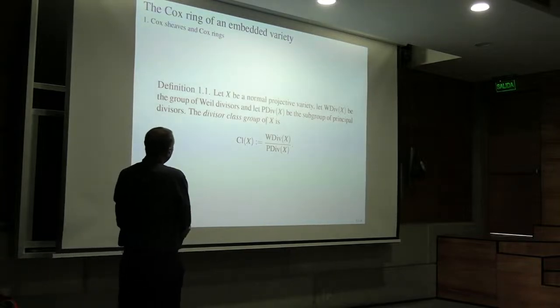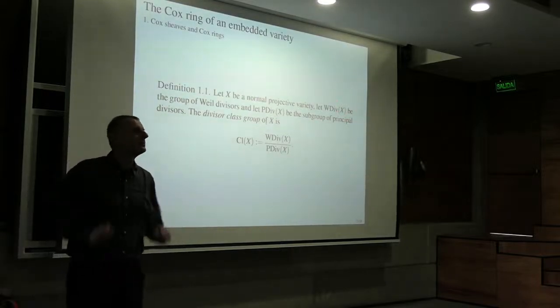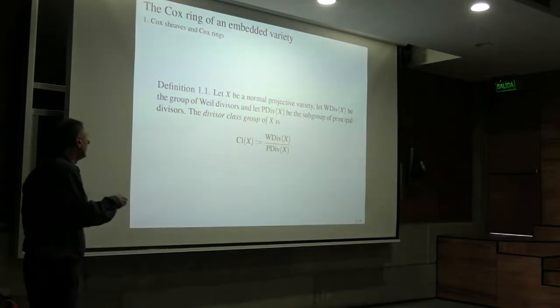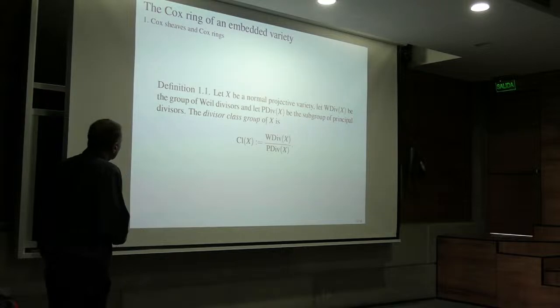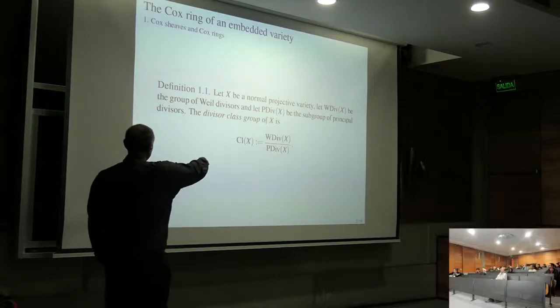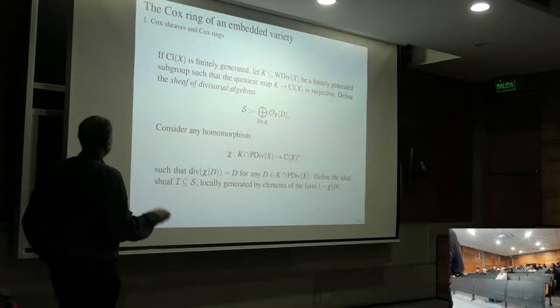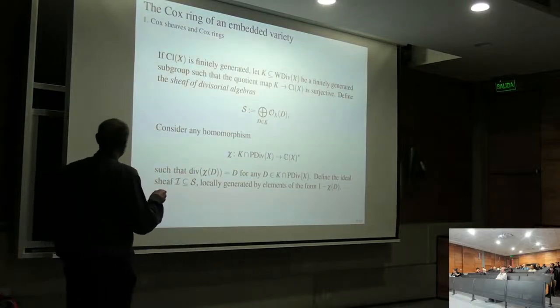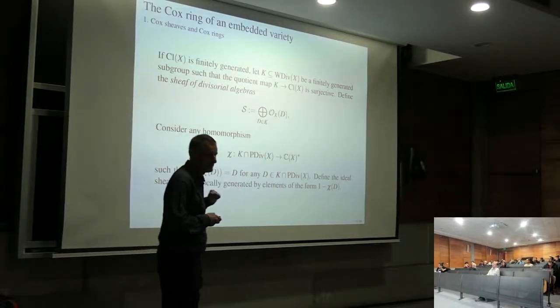Then let me denote by WDiv of X the group of Weil divisors. This has a subgroup of principal divisors, and this is the divisor class group, the quotient between the two. This is a basic ingredient for defining the Cox ring. This hypothesis is fundamental: the Cox ring is defined when the divisor class group is finitely generated. You can translate this to the variety having irregularity 0, basically.